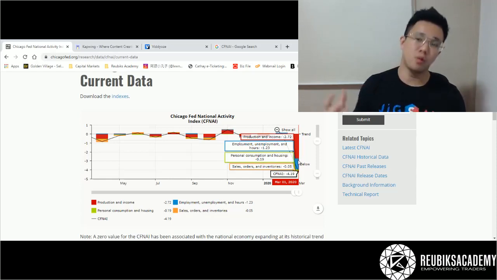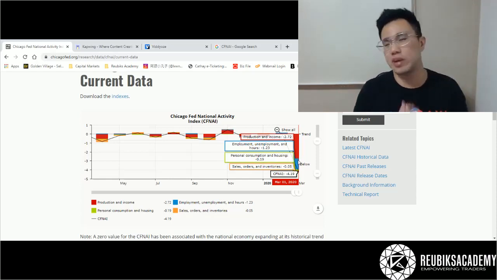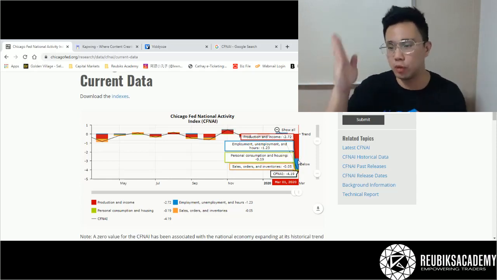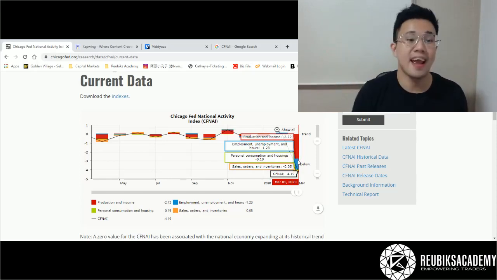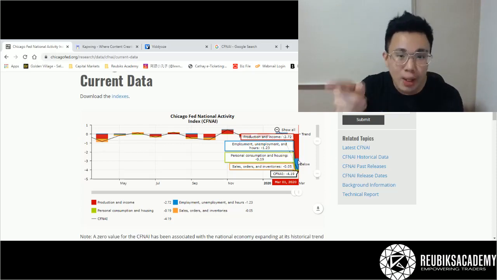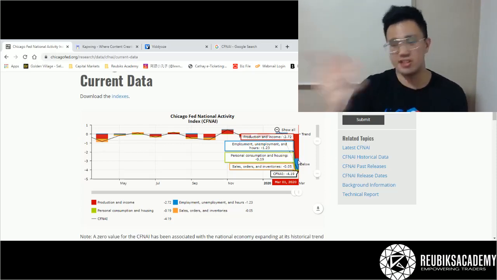So to anyone who is still telling you that we are not in a recession, we are fine, we are good, please tell them to come to this website and look at this data. Look at this data because this is exactly what it is.